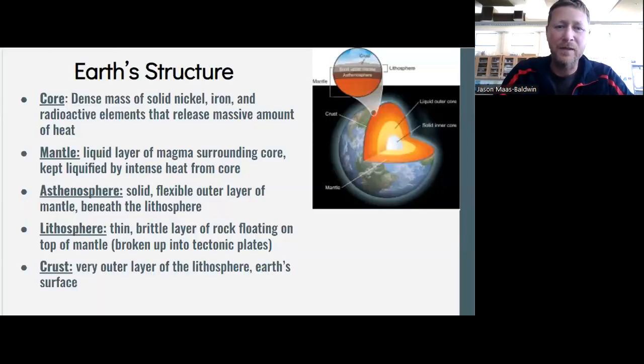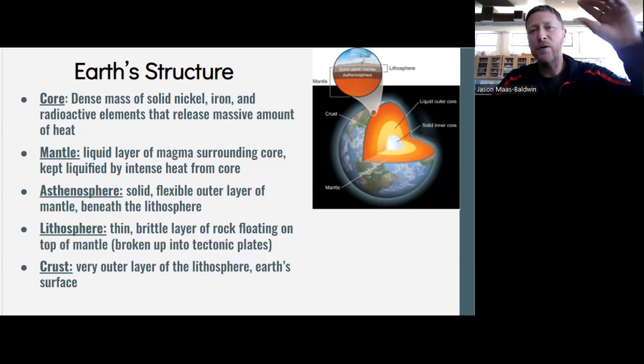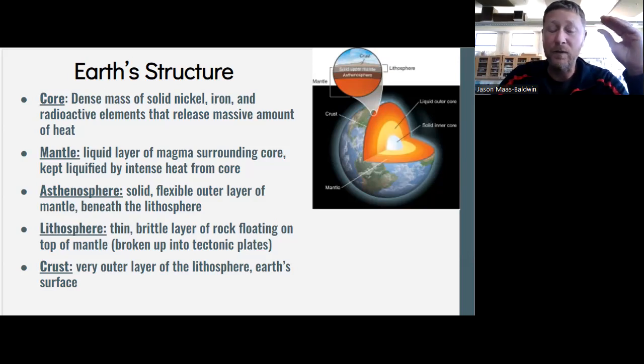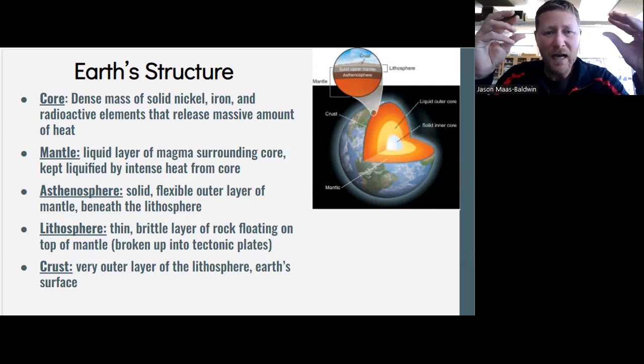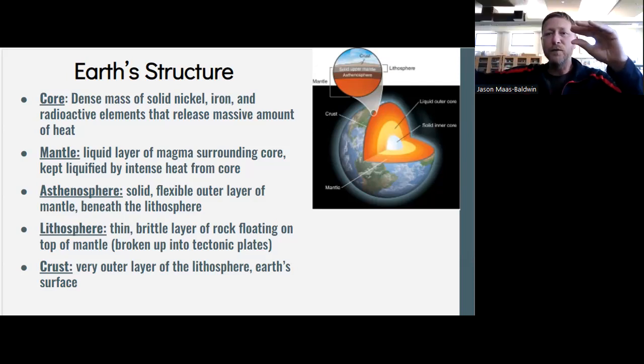So just as a reminder, the Earth is layered, right? We have the solid iron nickel inner core, which is dense and also has radioactivity, which is heating the outer core, which is liquid. And then we have the mantle, which is a liquid layer of magma surrounding the core. And then on the outer level of the mantle, we have the asthenosphere, which is a fudge-like substance that the lithosphere is floating on top of.